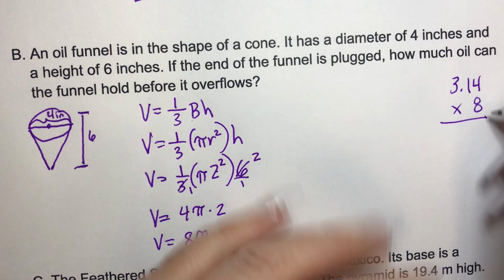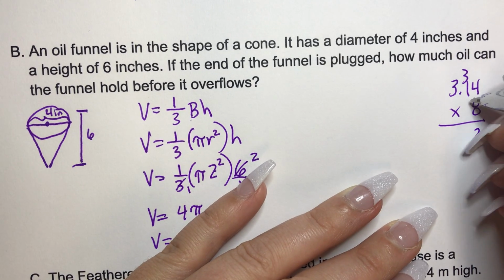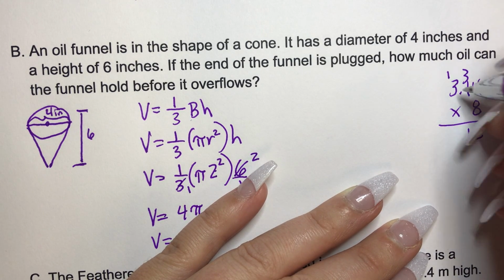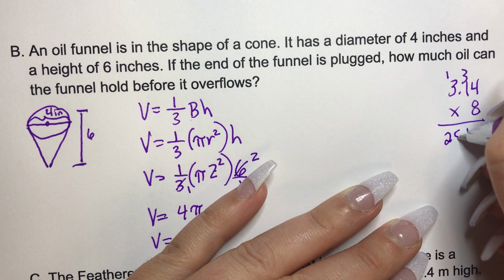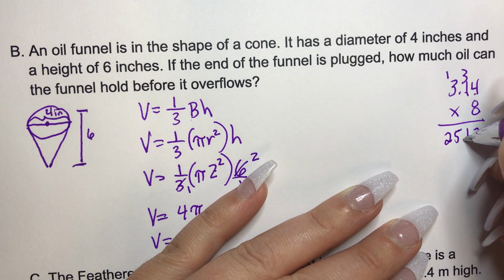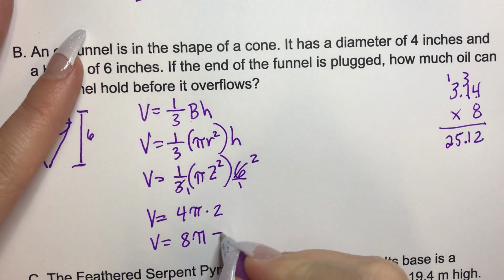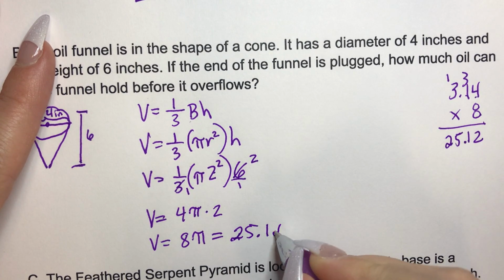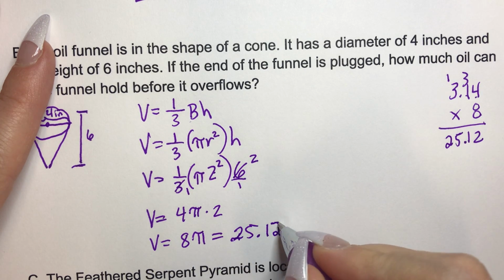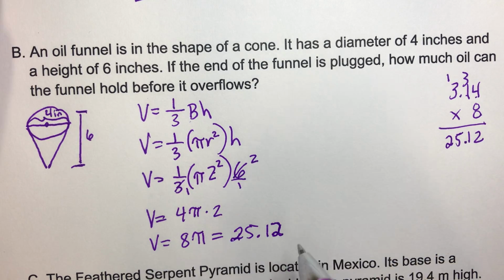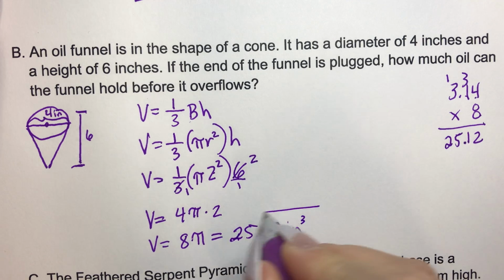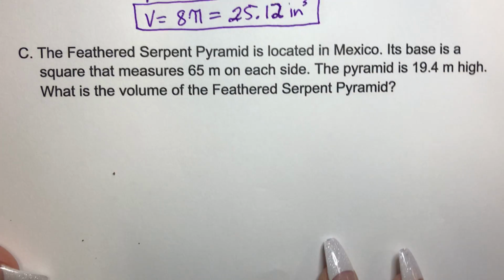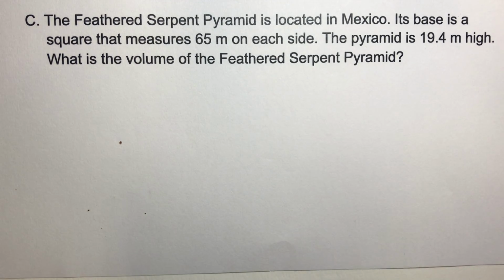So 8 times 4 is 32, write the 2, carry the 3. 8 times 1 is 8, plus 3 is 11, write the 1, carry the 1. 8 times 3 is 24, plus 1 is 25, and then 2 decimal places. So this ends up being 25.12 inches cubed. That is our volume.